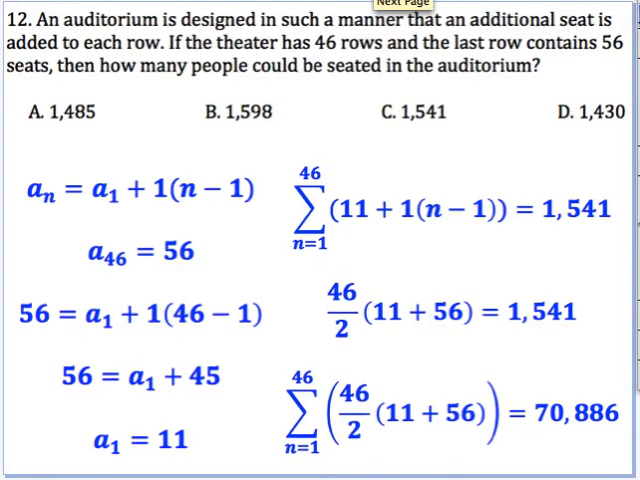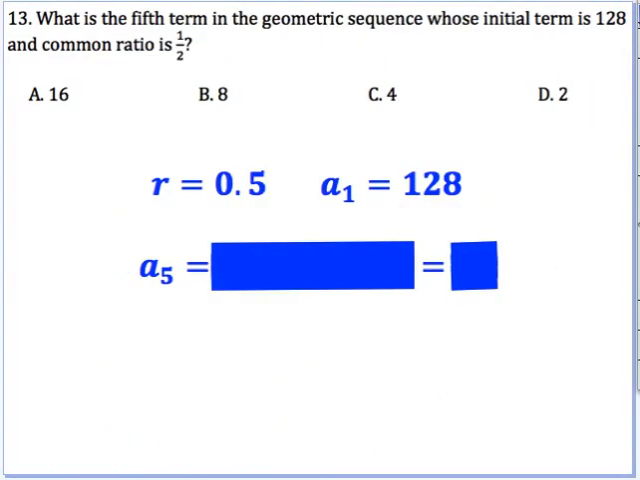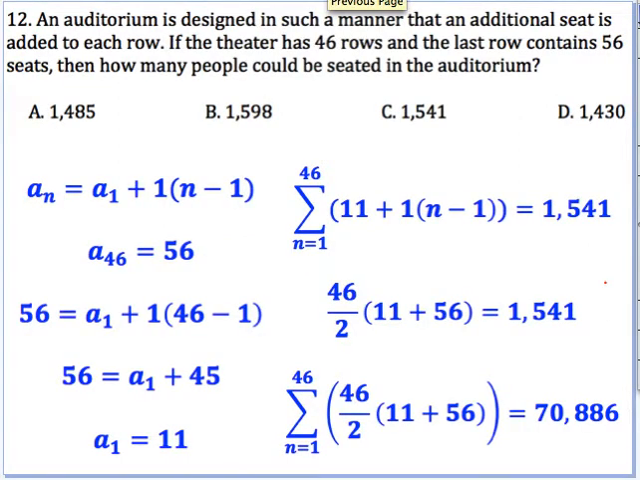Okay, next one. An auditorium is designed in such a manner that an additional seat is added to each row. If the theater has 46 rows and the last row contains 56 seats, then how many people could be seated in the auditorium? All right, so if we're adding 1 to each row, and we know that, oh wow, what the heck did I do? Let me see something super fast. All right, let's see. So it is an arithmetic sequence. I forgot to cover these up.